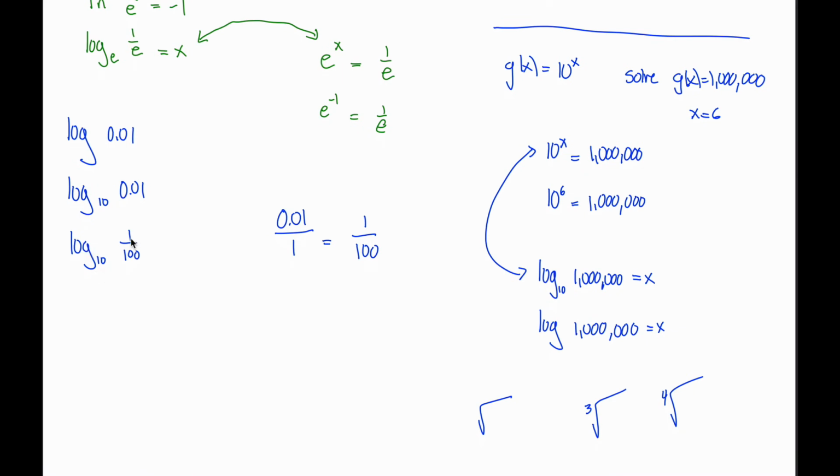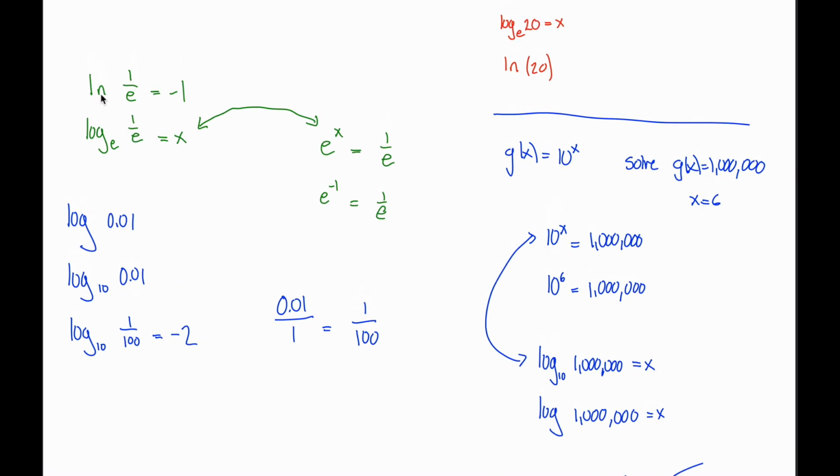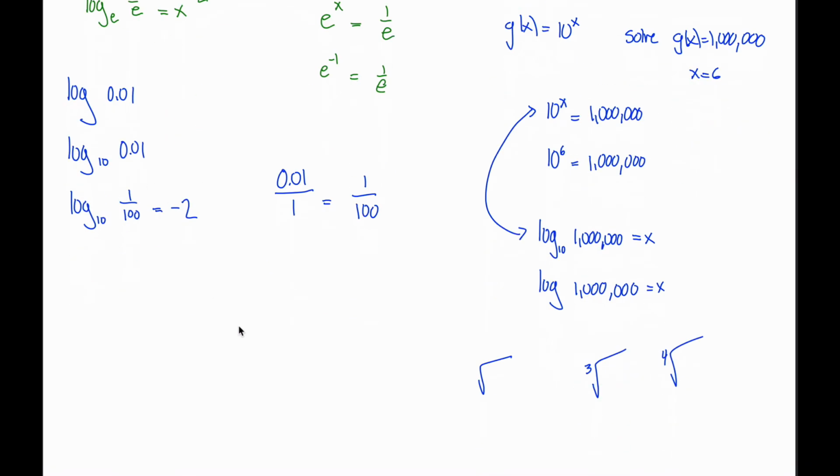The log base 10 of 1 over 100 is just asking me what power do I have to raise 10 up to make it equal to 1 over 100. Well, 10 squared is 100, but I don't want 100, I want 1 over 100. So I guess that would be equal to -2. I wasn't really trying to give you more examples here. What I was trying to do is just tell you that if you ever see log written without a base, it means the log base 10. And if you ever see natural log written, it means the log base e.